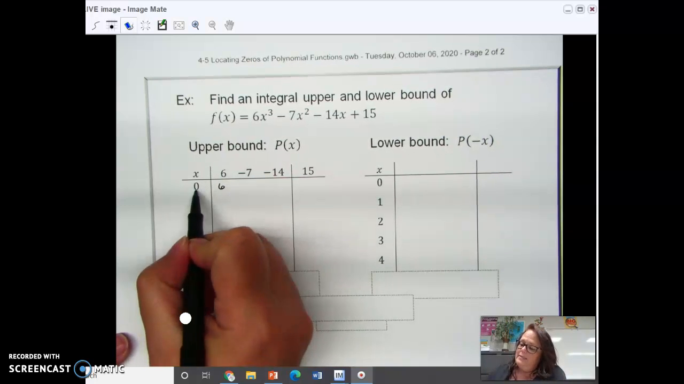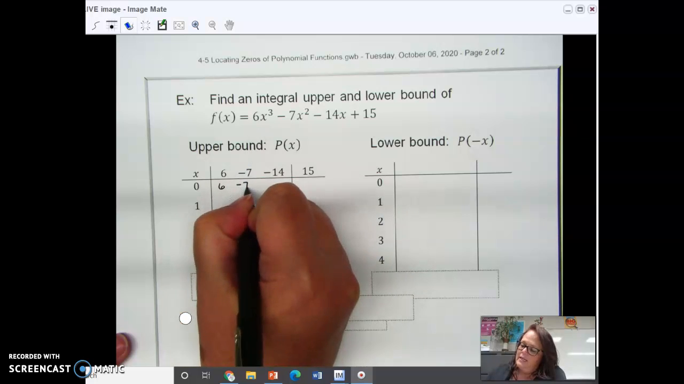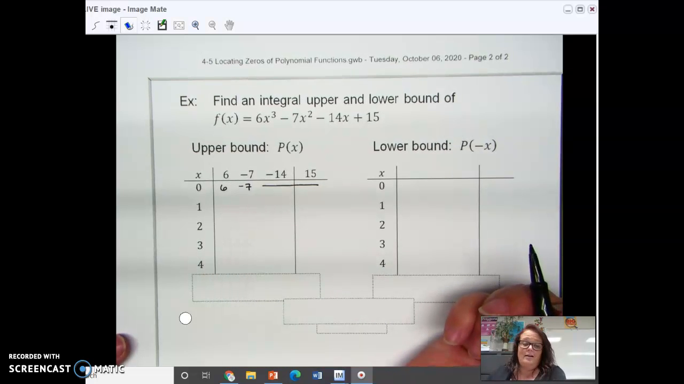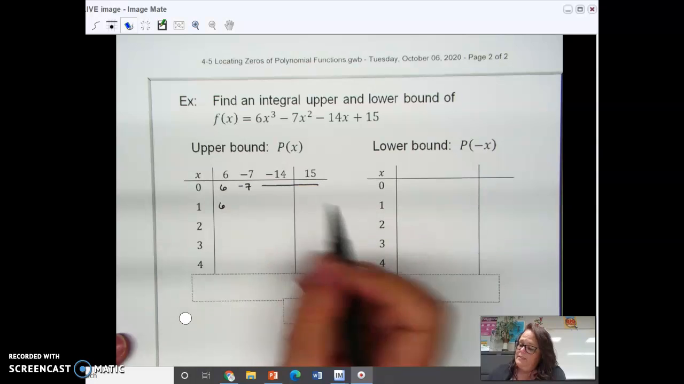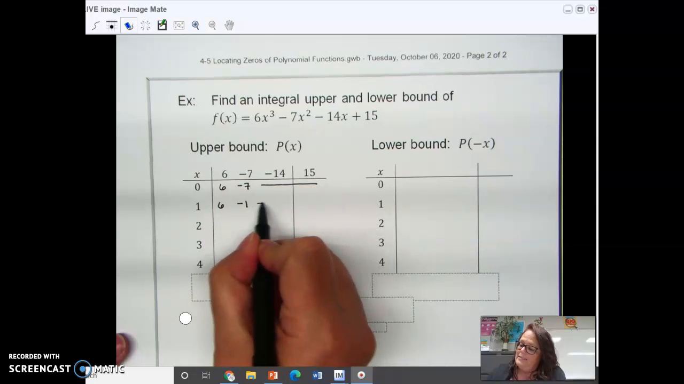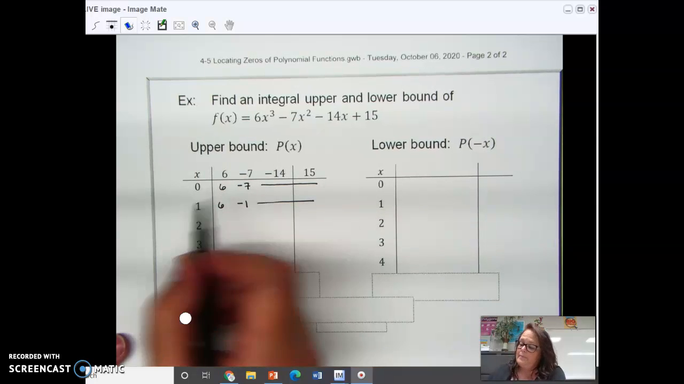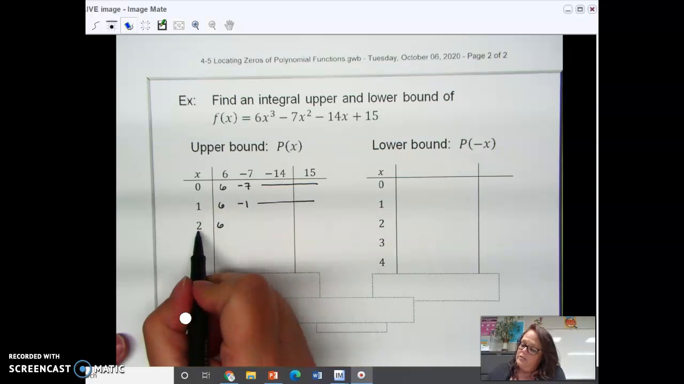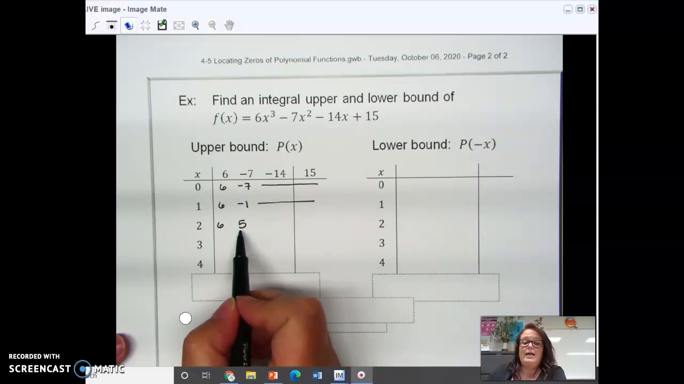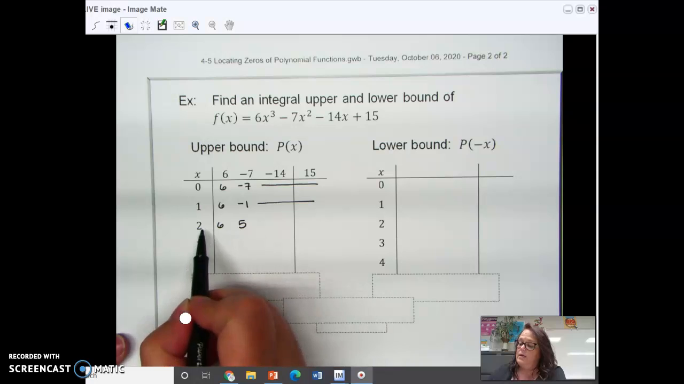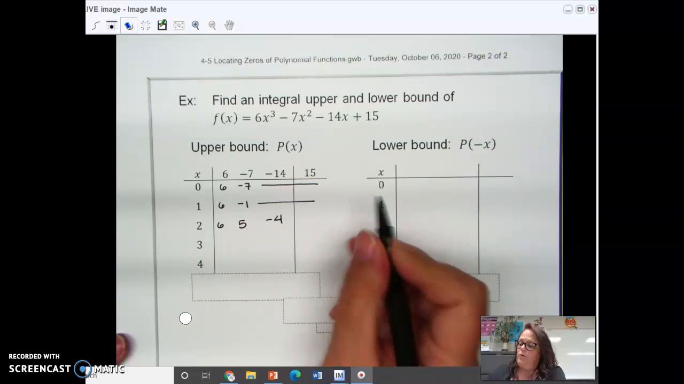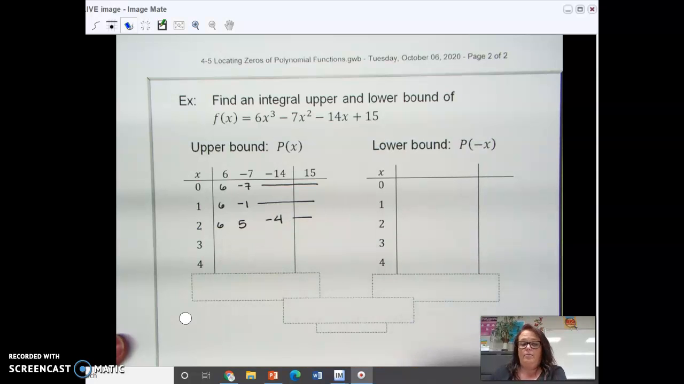So when I drop the 6, 0 times 6 is 0, plus negative 7 is negative 7. Do you see that I just got a sign change? So I don't care what else happens, that is not an upper bound. Then if I drop the 6, 1 times 6 is 6, and 6 plus negative 7 is negative 1. Again, sign change, I don't care what else happens. For the next one, we're going to drop the 6. 2 times 6 is 12, and 12 plus negative 7 gives me 5. Good news, I still have the same sign, so I can move forward. 2 times 5 makes 10, and 10 plus negative 14 is negative 4. So sadly, we got further, but not all the way.